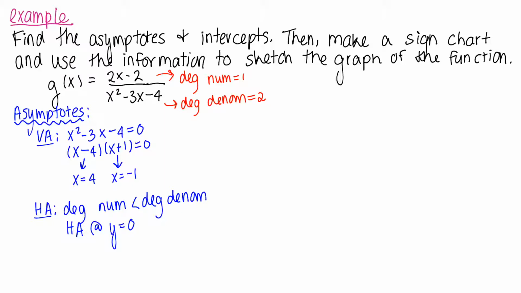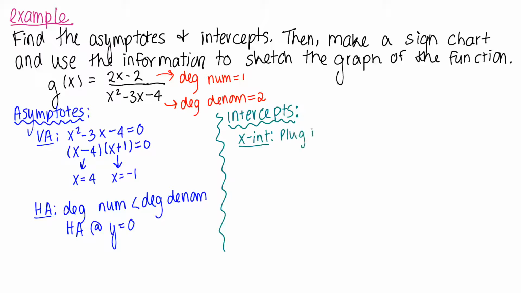So we have the asymptotes. Let's talk about intercepts. Let me make it a fun new color. Let's do teal. All right, so for the intercepts, for the x-intercept, this is where you let y equal 0. In the case of function notation, we just pretend g of x is the y. So you'd get 0 equals 2x minus 2 all over x squared minus 3x minus 4.